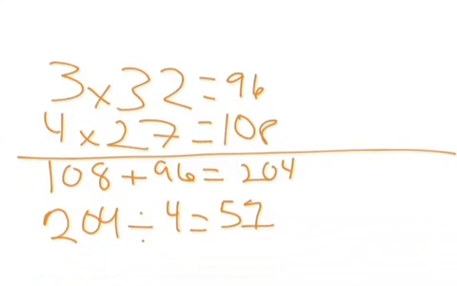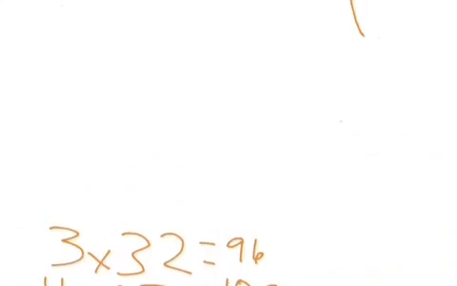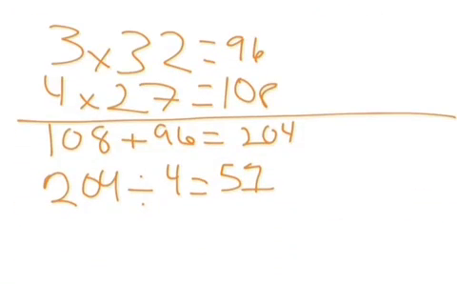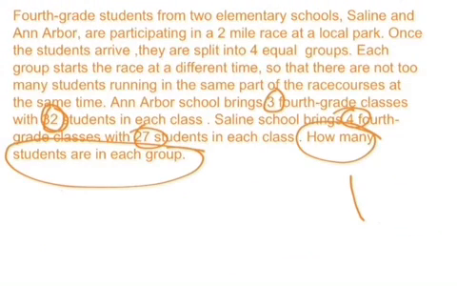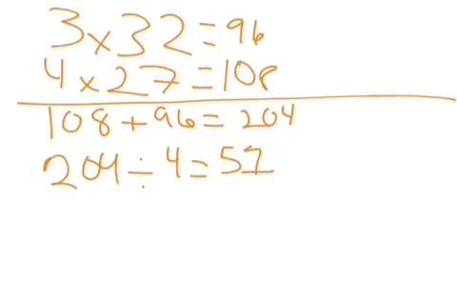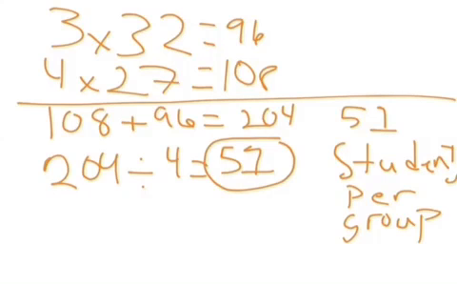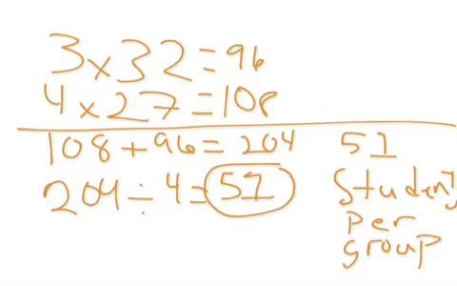And then we do 108, because you're trying to figure out how many students are in each group. Okay. So we add those to get 204, right? So then we do 204 divided by 4, because they're split into 4 equal groups. So once we do that, our answer is 51. So we have 51 students per group, right? Okay. So that is the math for that.